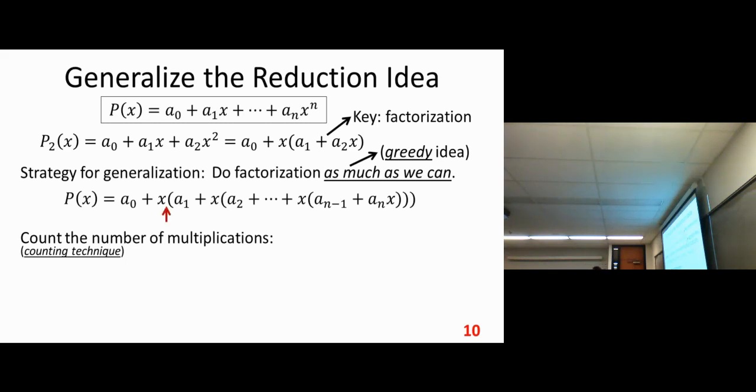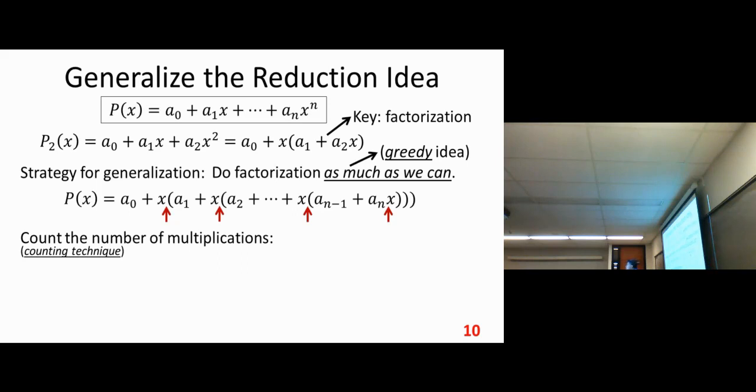Count by reference. The first multiplication, can we associate with some easy, nice reference? Let's associate this multiplication with A1. We use A1 as reference. The second multiplication is associated with A2. That's the reference. One-to-one correspondence: one multiplication corresponds to A sub i, A something. So the last multiplication is associated with An.